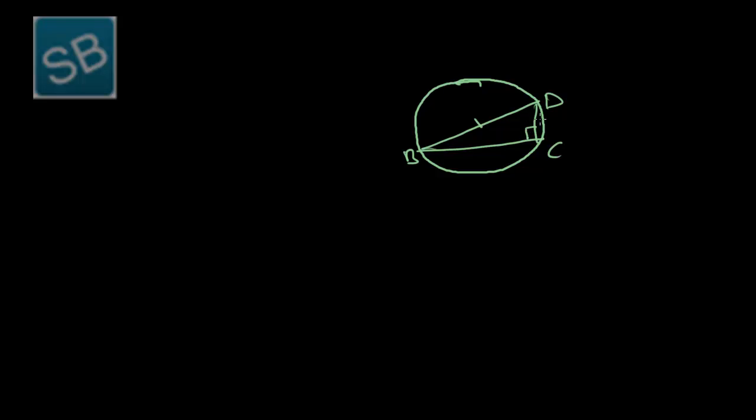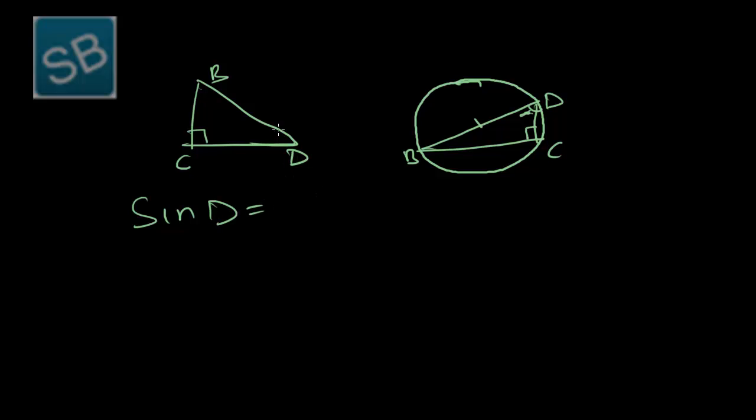C is taken as a right angle and this is the base. If this is C and this is the base, then sine of D will be perpendicular over hypotenuse, that is BD over BC. What is BC? BC is A, and BD is 2R.